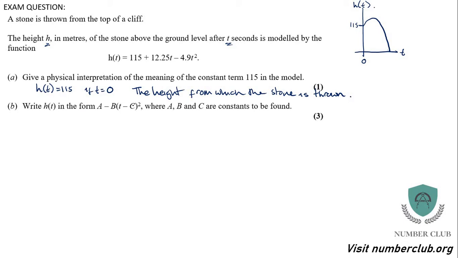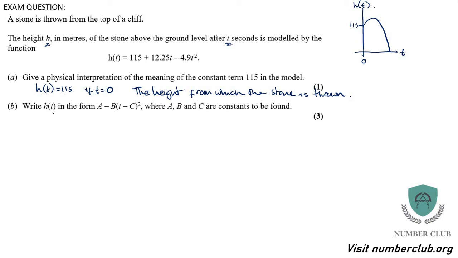Now write h of t in this form. This form here is a bit of a strange looking one, but it is the completed square form. So we're going to need to try to complete the square on this thing here. The reason they're asking you to complete the square is because completing the square can give you the root, when does it hit the ground, which is going to be included later. It can also give you the maximum, and the time after which the maximum happened. So let's have a look at completing the square for this thing.